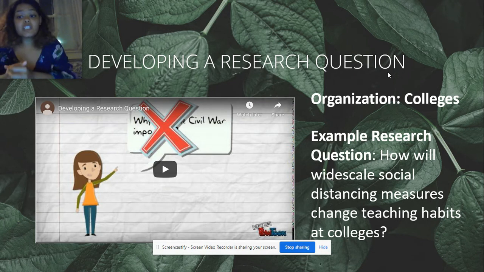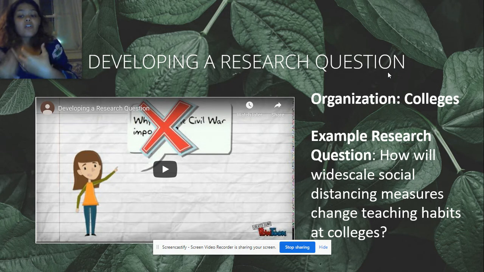So if the organization I chose to focus on for the research paper was colleges or other institutions of higher learning, my example research question might look something like this to respond to the prompt. How will wide-scale social distancing measures change teaching habits at colleges?